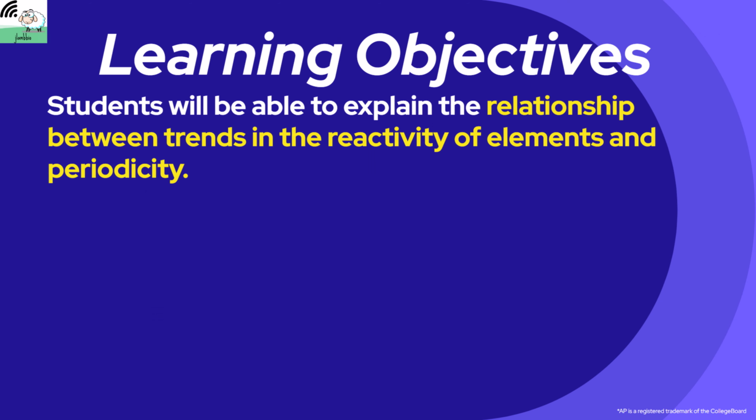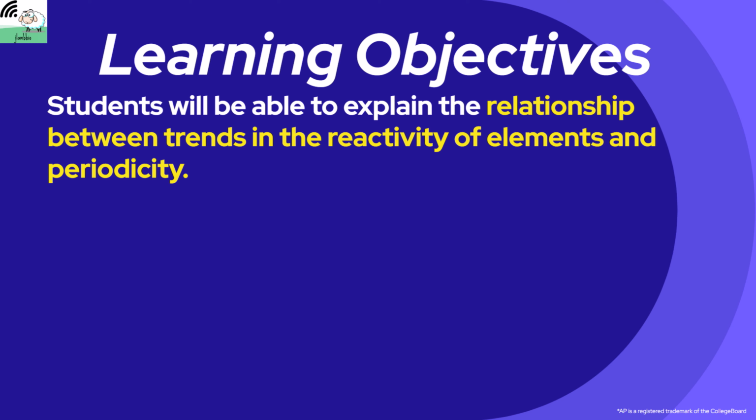So the whole goal of this video is for students to be able to understand and explain the relationship between trends in reactivity of elements and the periodic table. The long story short is that elements from the same groups on the periodic table are going to form compounds in similar whole number ratios and by default have similar physical and chemical properties. It's a pretty basic concept to understand.